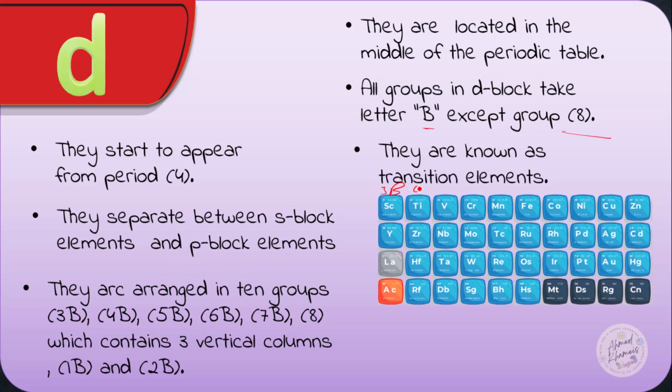3B, 4B, 5B, 6B, 7B. Group 8 is 3 vertical columns, then 1B, 2B. So that is 1, 2, 3, 4, 5, 6, 7, 8, 9, 10 groups.